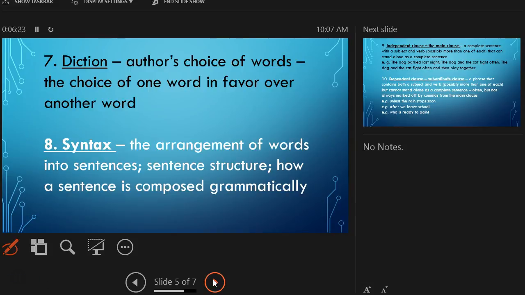And again, you should be more familiar now with syntax. Syntax is the arrangement of words into sentences. It's a sentence structure, how a sentence is composed grammatically. And we've begun working on syntax, how we analyze the way sentences are broken down, because the way we read a sentence affects the way we interpret the information. And so these next few rhetorical devices are going to deal with syntax, how sentences are put together.